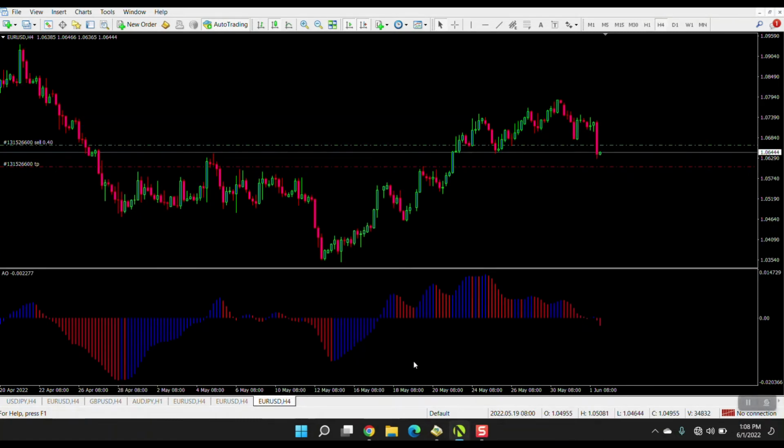This is going to be about Bill Williams' awesome oscillator. It's included with the platform. I'm sure you know about all that. It compares the 5 moving average with the 34. It's a momentum indicator. If you wanted to compare the 10 to the 20, you'd have to rewrite the indicator.